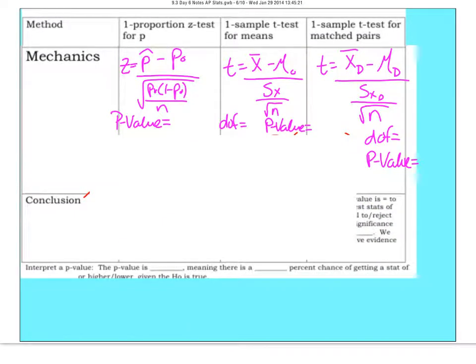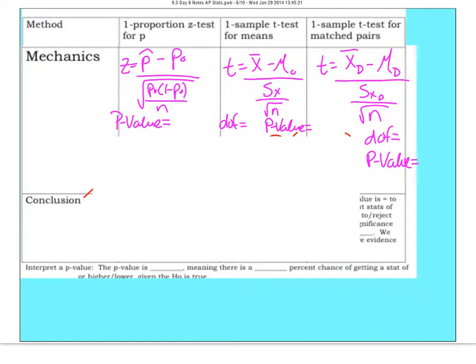In terms of the mechanics, again, as long as I have stated some of these words up here, I don't necessarily have to show these statistics. But what do you need to write down for calculator speak? Be careful. We do want to see the p-value for this. You need to talk about the degrees of freedom and the p-value for your matched pairs and for the means.